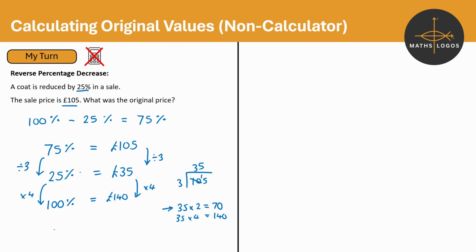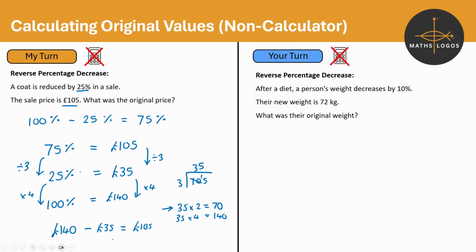What was the original price? Well, it was £140. And that makes sense because if it was reduced by 25%, in other words, it was reduced by a quarter, in this case, that corresponds to £35, that gives me my sale price of £105. Pause the video and give this question a go, and then we'll run through it together.